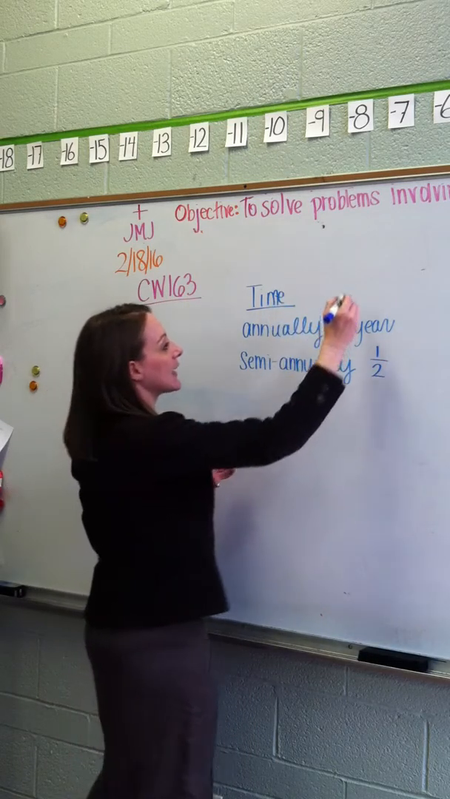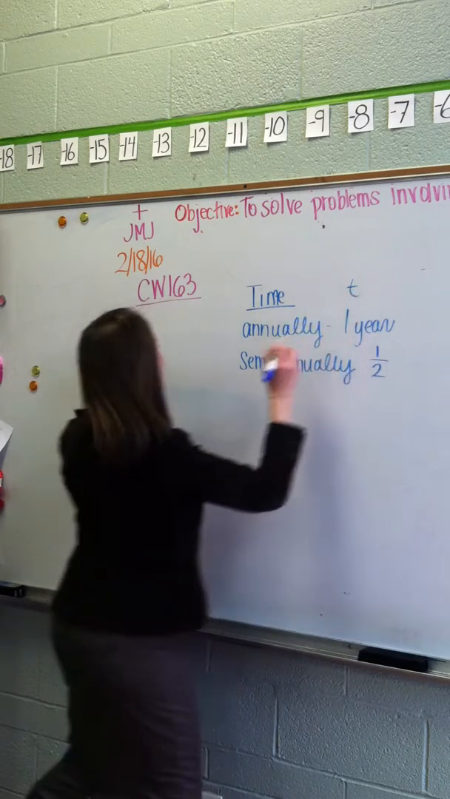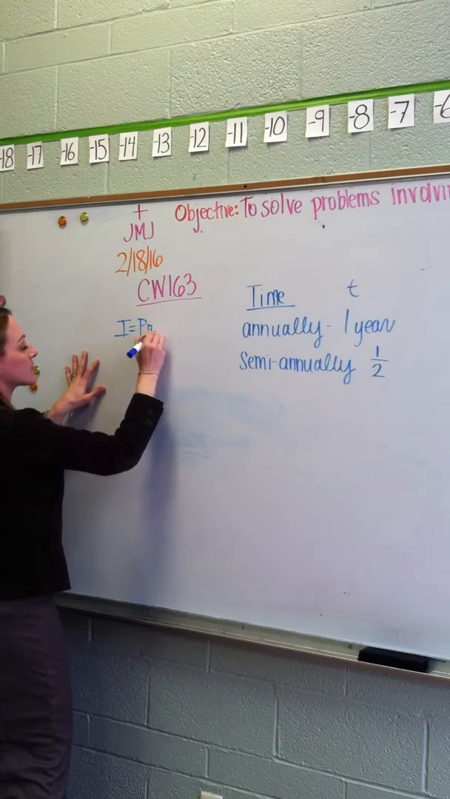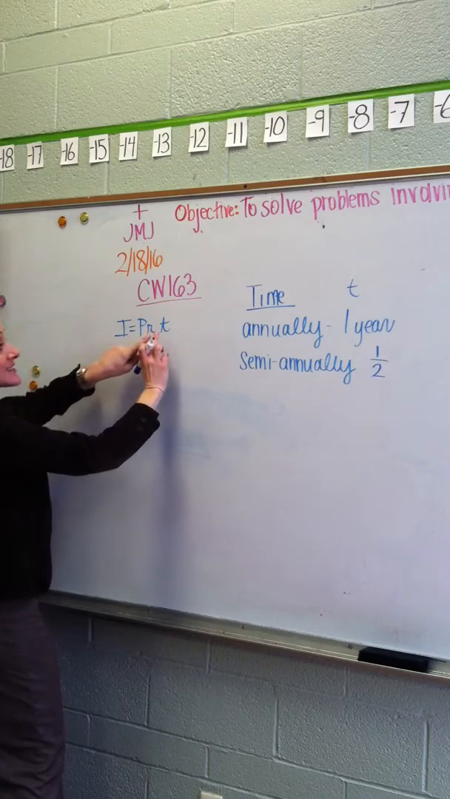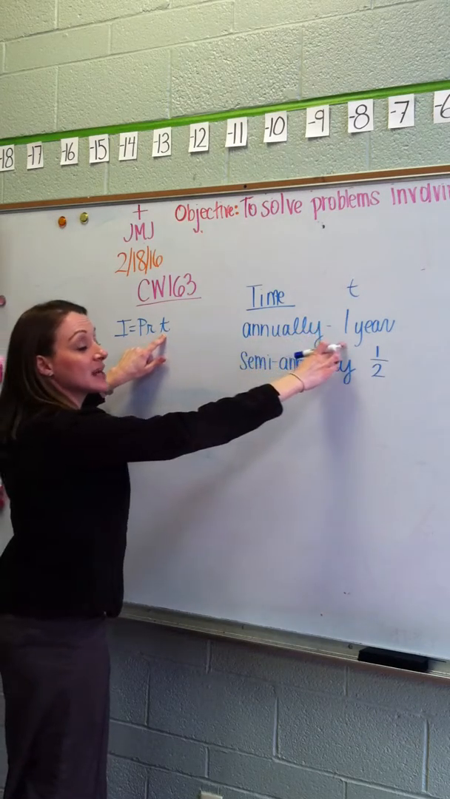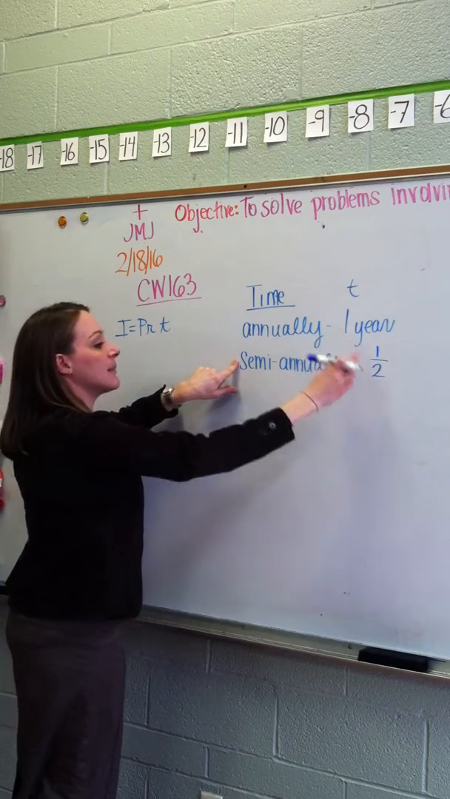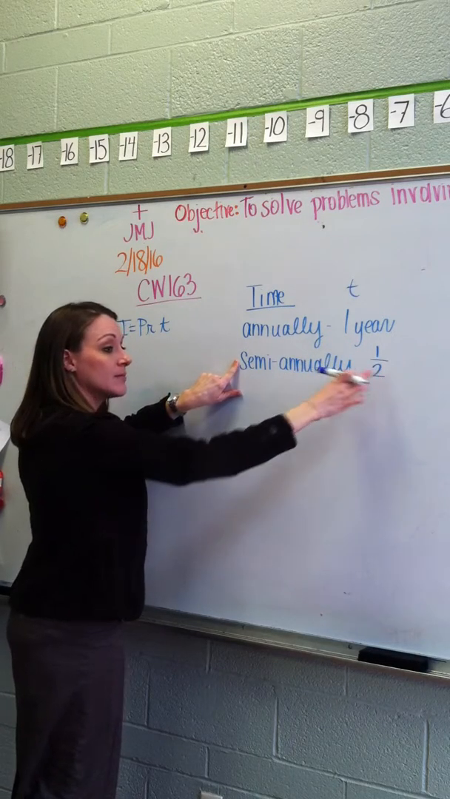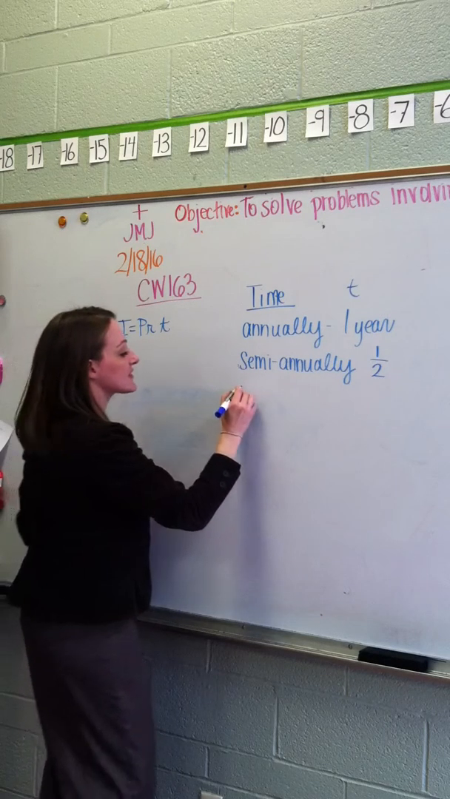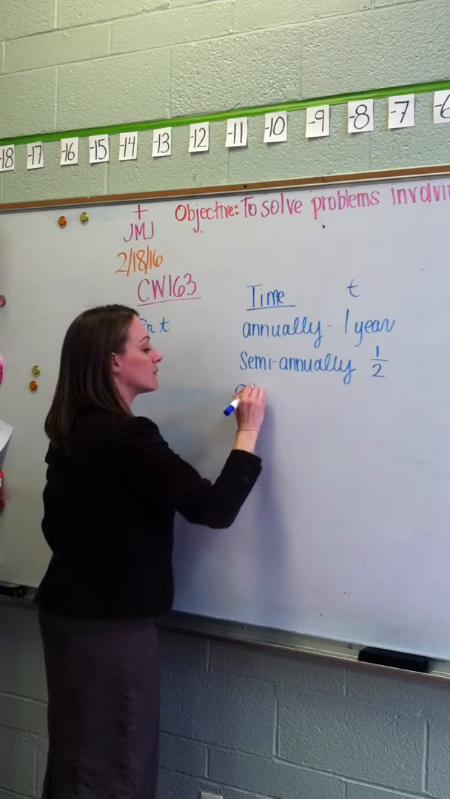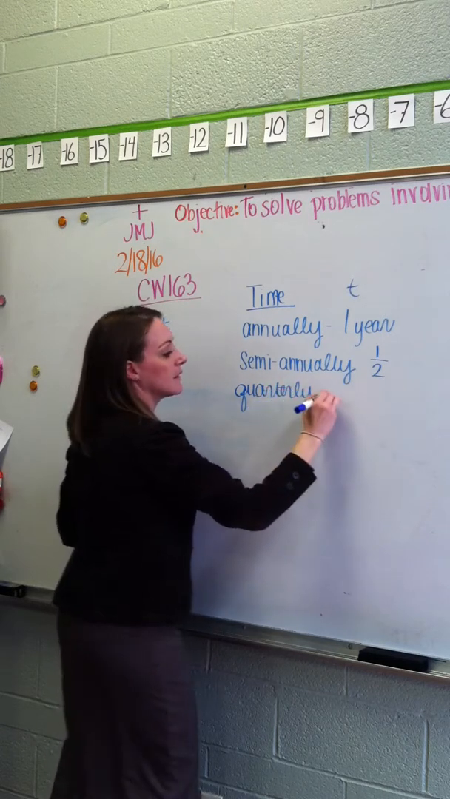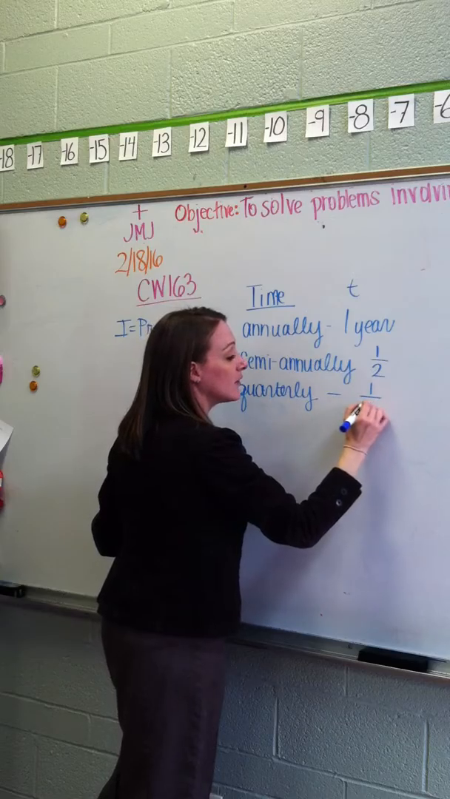So interest is equal to principal times rate times time. My time part, if it's compounded annually, my time is going to be 1. If it's compounded semi-annually, my time is half a year, so it's going to be half. If it's compounded quarterly, it's going to be 1/4.